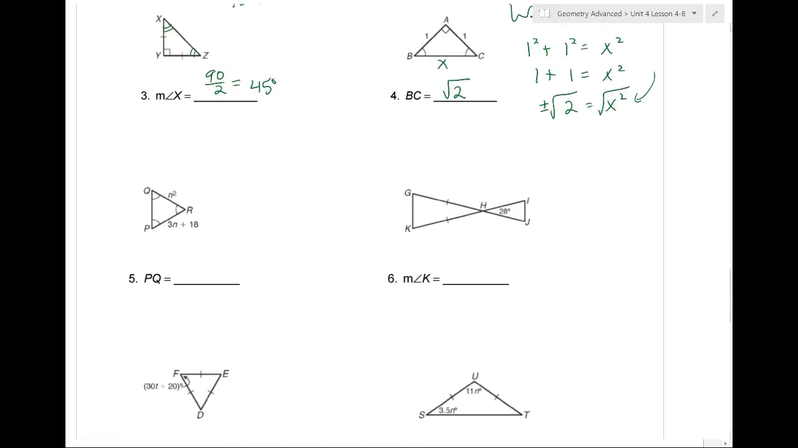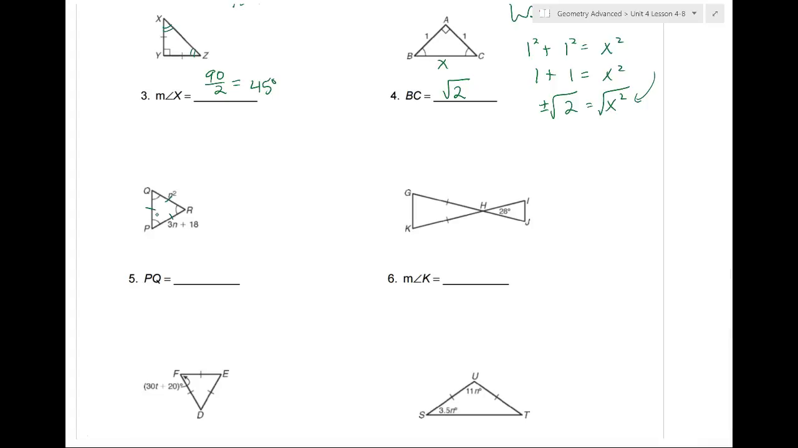Let's look at number 5. Guys, what's so special about number 5? What do you see given to you right there? Trevor. It's equiangular. It's equiangular, which automatically means what? It's equilateral. So the very next thing I'm going to do is mark all my sides congruent. Now, I'm looking for the length of segment PQ. What do I do next?